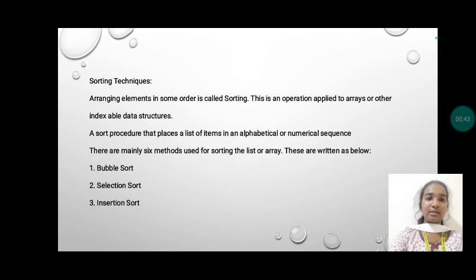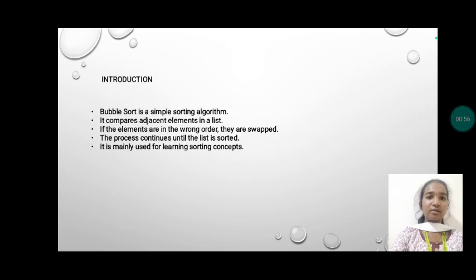There are mainly 6 methods used for sorting techniques for a list or array. They are written as below: bubble sort, selection sort, insertion sort. Today I am going to discuss bubble sort deeply.